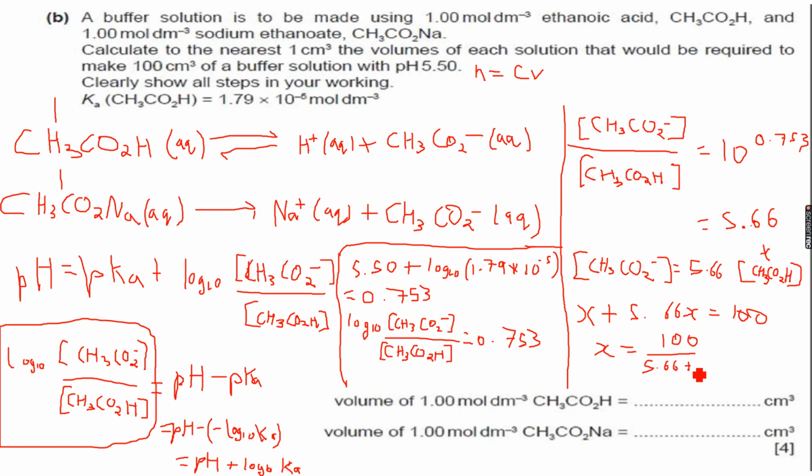This is simple algebra, and what I get from this is X is equal to 15.0 centimeter cube. So the total volume is 100 and the volume of ethanoic acid is 15.0 centimeter cube. So the volume of sodium ethanoate has to be 100 minus 15, which will be obviously 85.0 centimeter cube. And that's how we get to the answer. And that is it for this question. Let's move to the next one.